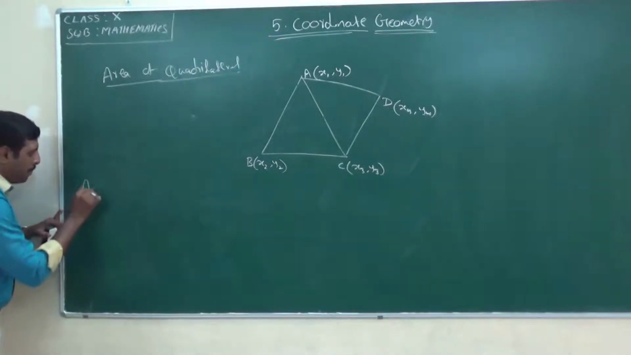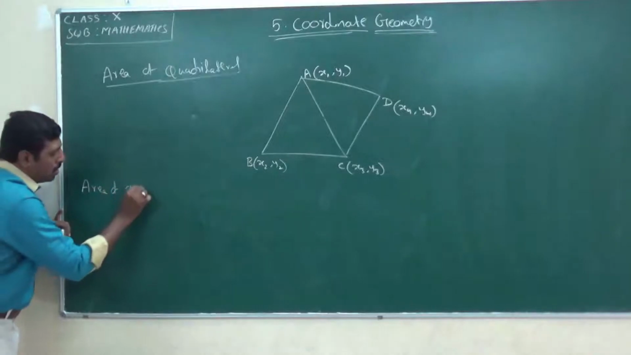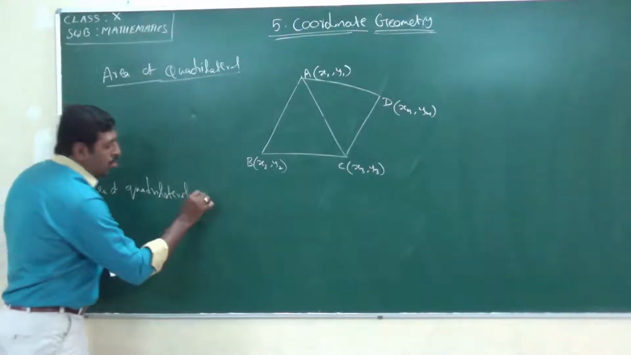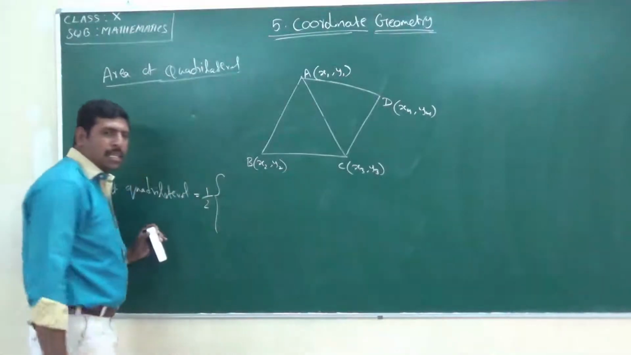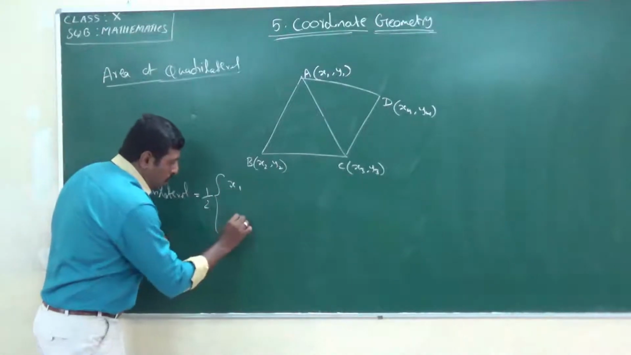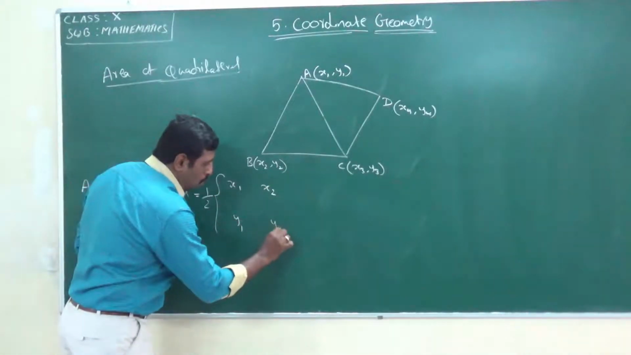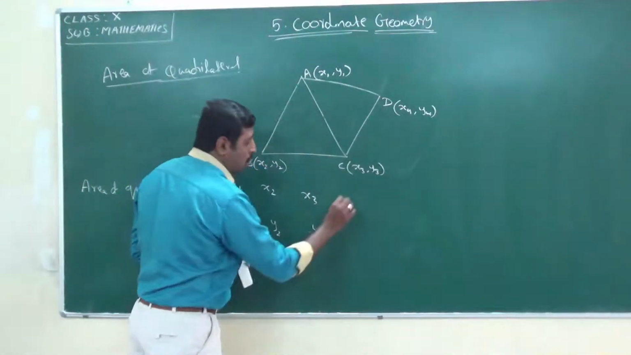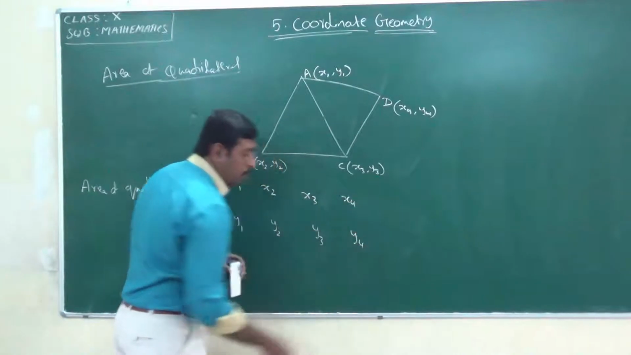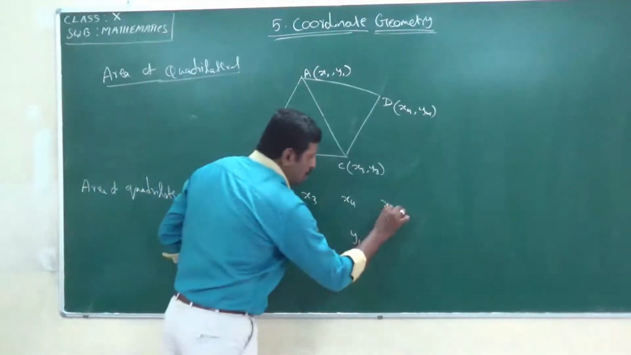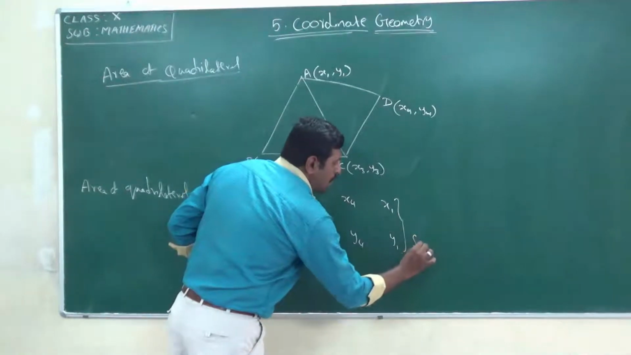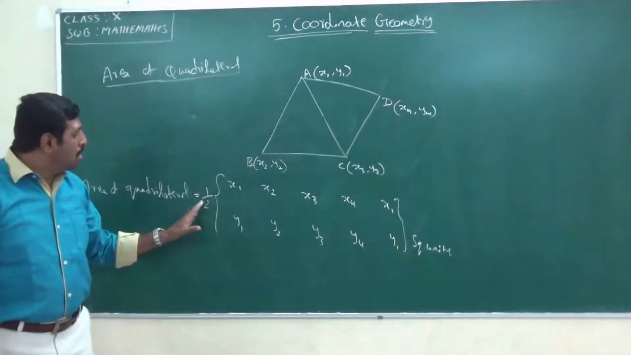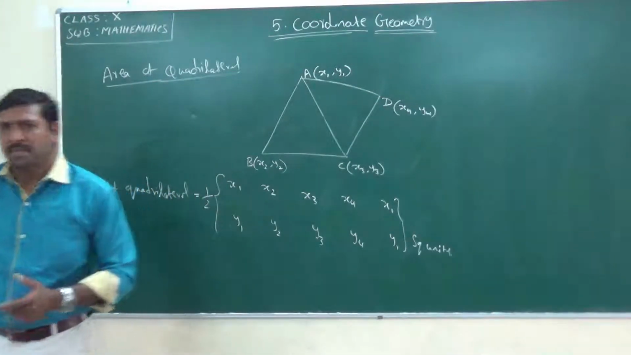The formula for the area of the quadrilateral is equal to half into, here the same x1, y1, x2, y2, and then x3, y3. Here we have 4 points. The fourth point is x4, y4. Again we come to x1, y1. Square units is the area of the quadrilateral, right? Let's see in the problems.